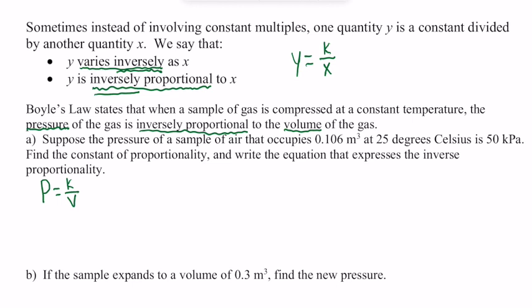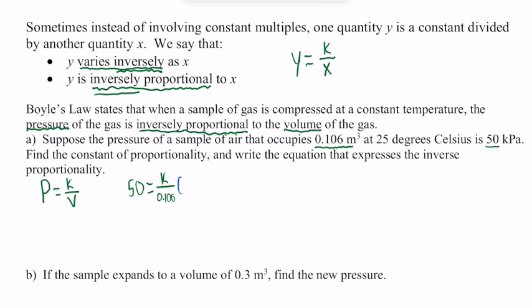So the pressure that we're given is 50. We'll put that in for P. We don't know what K is. That's what we're trying to find. The volume that we're given is 0.106. So we have 50 equals K divided by 0.106.